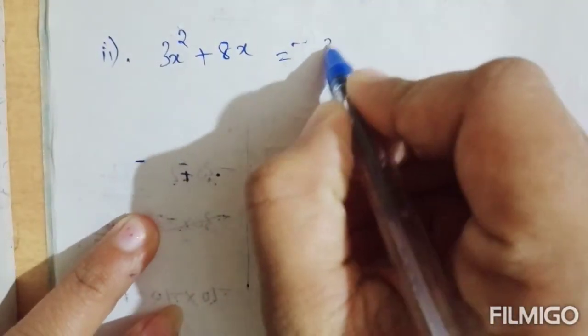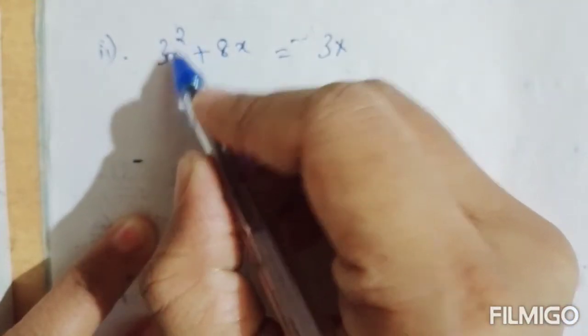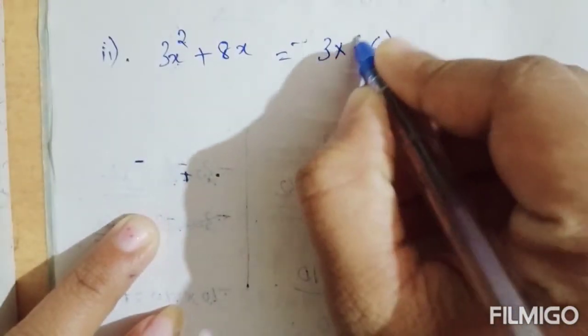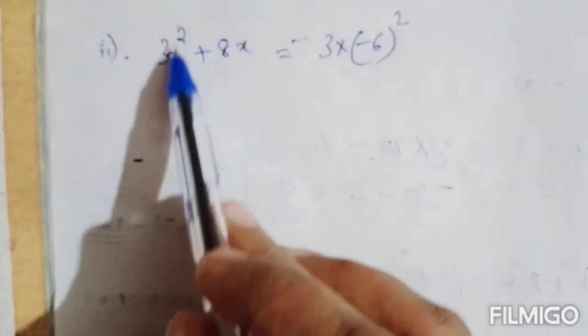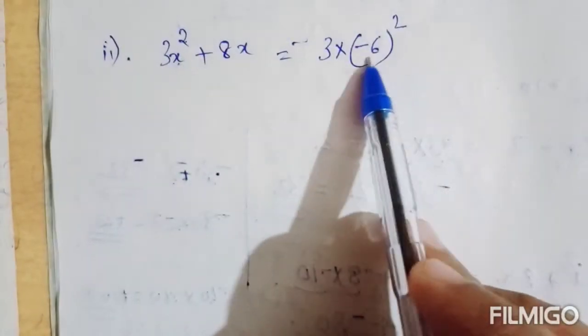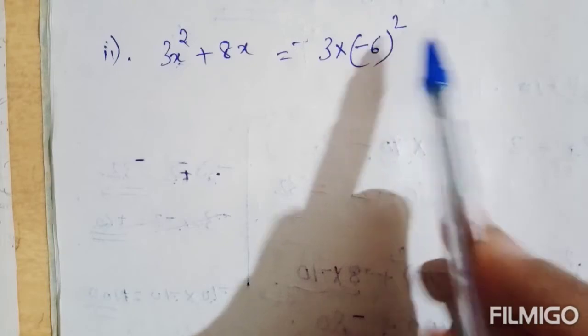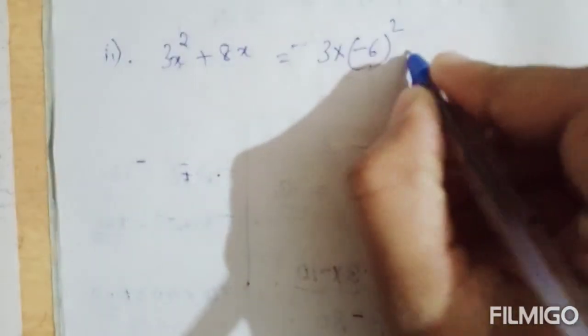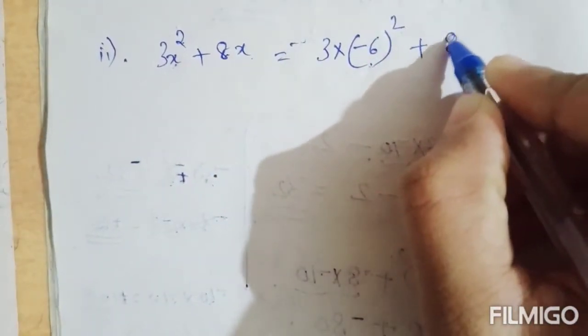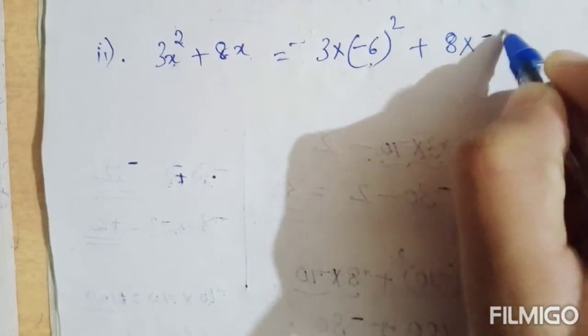In that second question, 3x square plus 8x. So giving value for x equal to minus 6, we can give here 3 into x square. It will be minus 6 square. X value, it is minus 6. So here square is for x. So minus 6 you can raise to the power 2, or you can square. Take the square of minus 6 plus 8x. That means 8 into x, x value, it is minus 6.